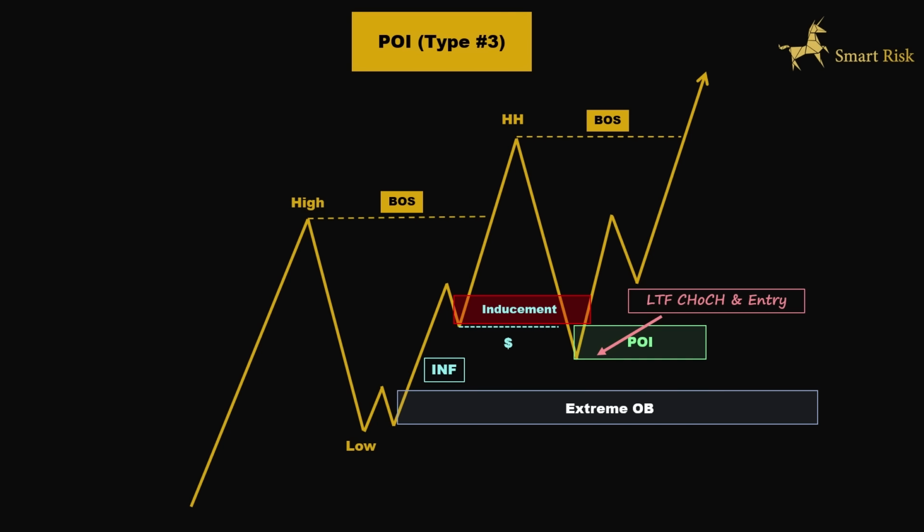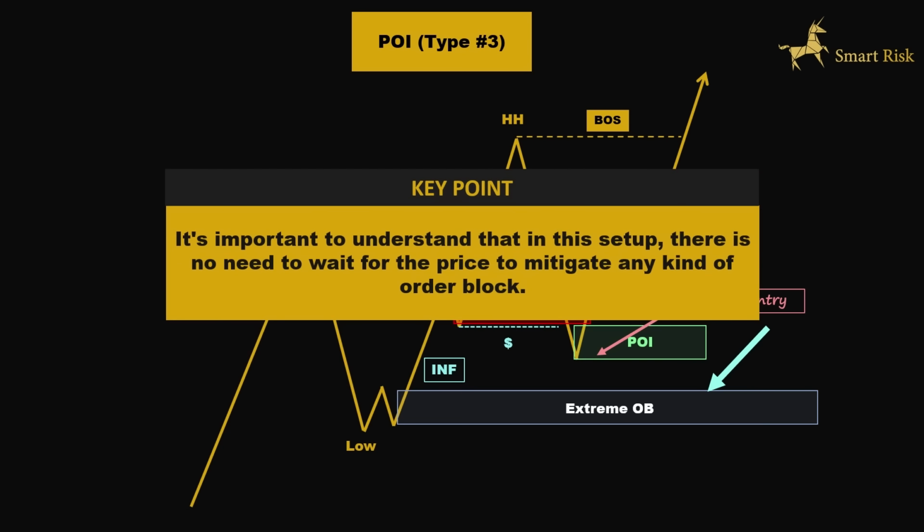Many traders make the mistake of waiting for the price to reach this extreme order block, expecting it to mitigate the extreme demand. However, in this setup, the price ignores the lower order block and instead creates a bullish POI. It shows a change of character on the lower time frame and sharply moves back to the upside. Traders who wait for the price to come back down and mitigate the extreme demand often miss the trade opportunity. It's important to understand that in this setup, there's no need to wait for the price to mitigate any kind of order block.